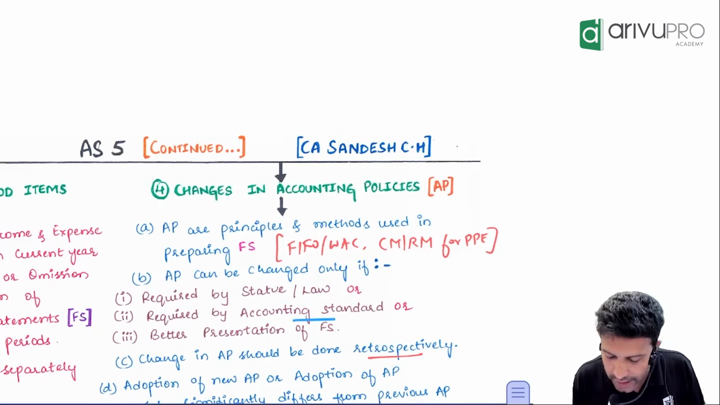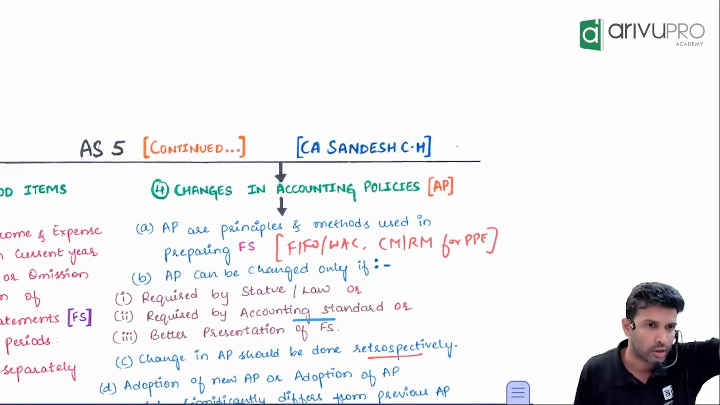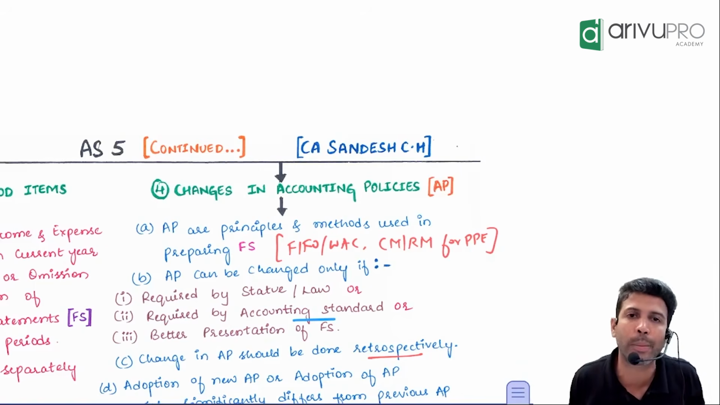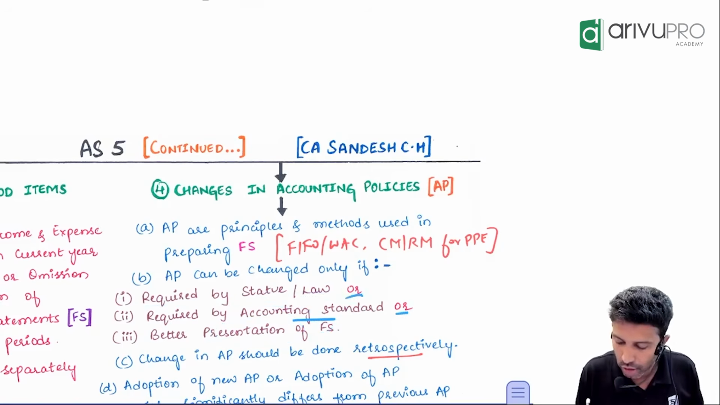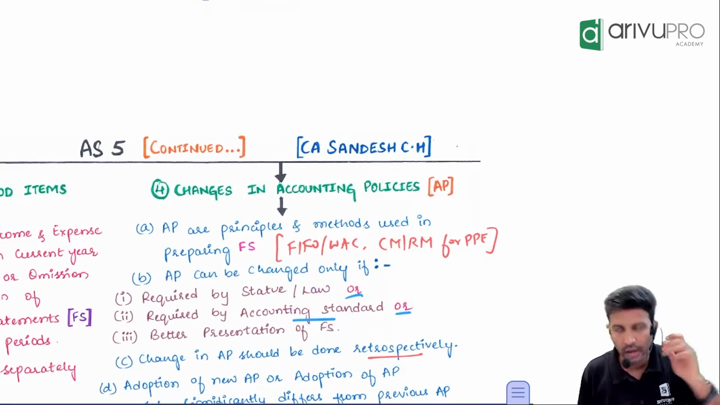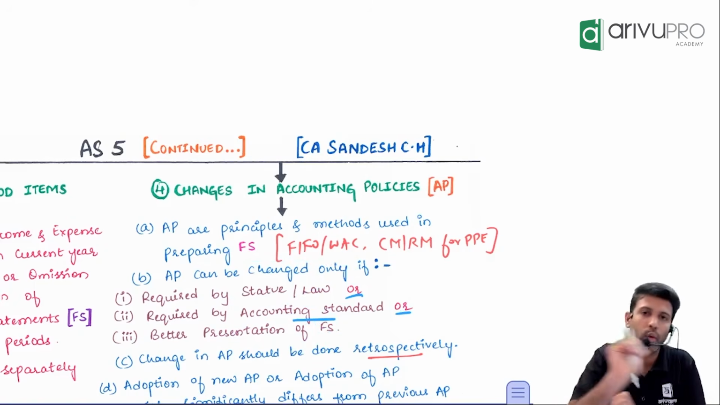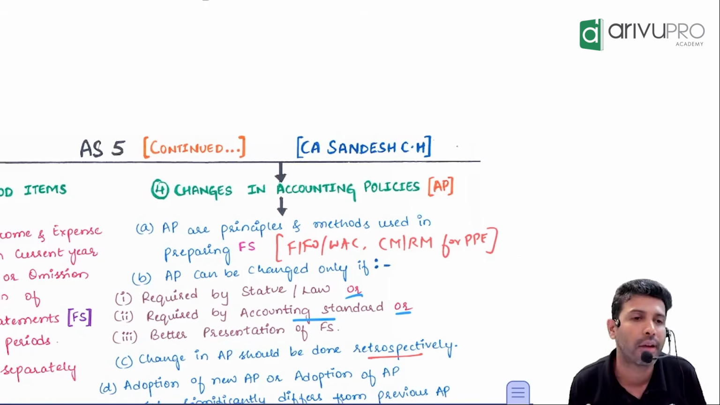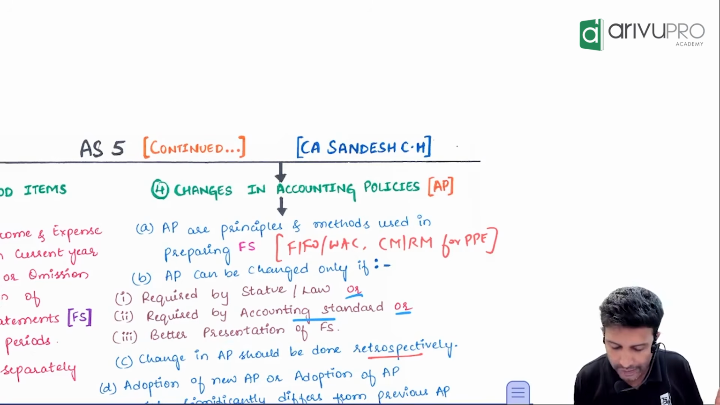Second one, requirement of a standard. If an accounting standard bans LIFO, last in, first out. Initially LIFO was acceptable. I think a few years back, I don't know how many years, LIFO got banned. When LIFO got banned, can you still follow the last in, first out method or change? Change, because it is a requirement of the accounting standard. This is one. Or for better presentation of financial statements. It's not 'and', any of the three is okay. If directors feel that by changing accounting policies it will lead to a better presentation of financial statements, you can change it. Now, you'll have to convince your auditor also why it leads to better presentation.